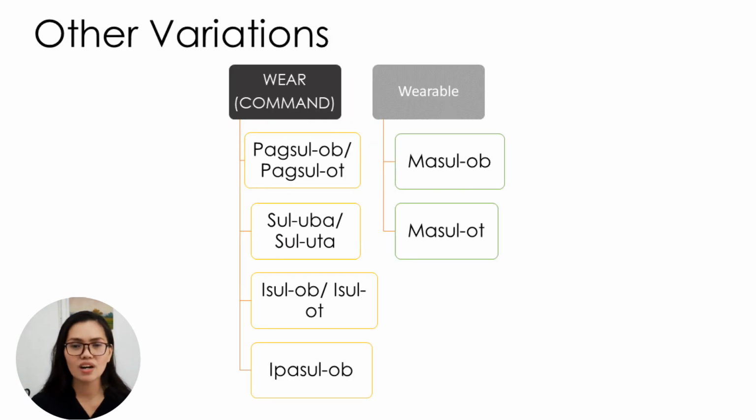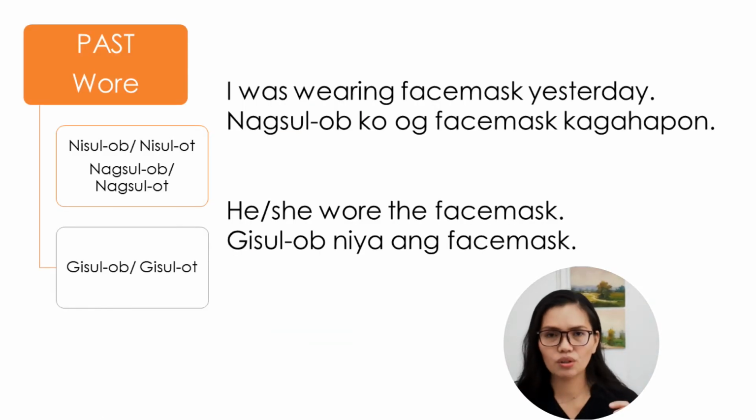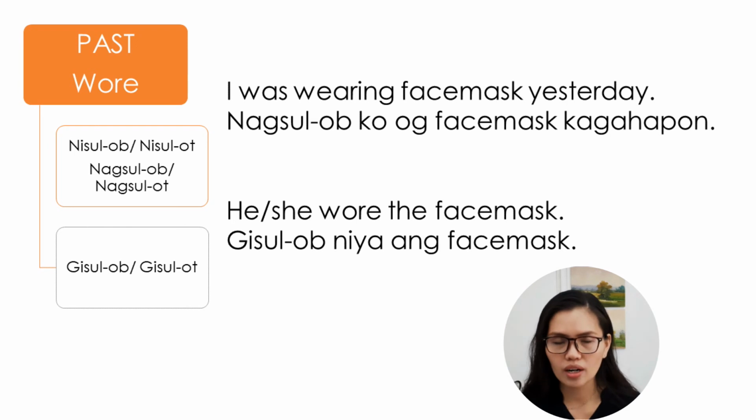For the future tense of will wear, there is also sul-obon. We have other variations. I can only think of four. If you have another form of command, form of wear, let me know in the comments. So we have pagsul-ob or pagsulot, sul-uba, sul-uta, isul-ob or isulot. The last one we have ipasul-ob. And another variation which is wearable, masul-ob.